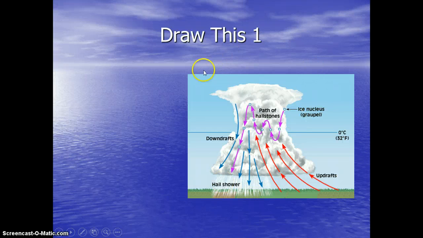All right, draw this one. This is on the back of your sheet. There's a draw this number 1 box. I would like you to draw this thunderhead, or a thunderstorm. Not quite a supercell, but close.